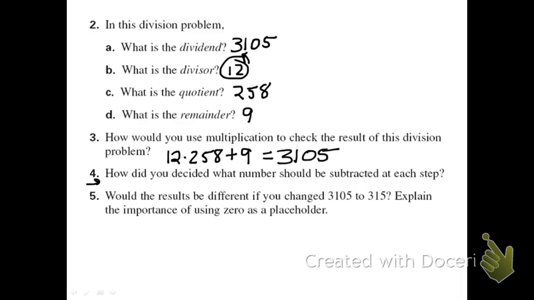I'm not going to bother writing that down for time's sake, but what is important is number 5: would the results be different if you changed the 3,105 to 315? Explain the importance of using 0 as a placeholder. Well, of course, if you divide, these are going to be very different solutions. That 0 makes a big difference. 12 goes into 3,105, 258 times with a remainder of 9, and 315 would be a lot less. So you have to have 0 as a placeholder, and that's going to come into effect when we talk about polynomial division very shortly here.